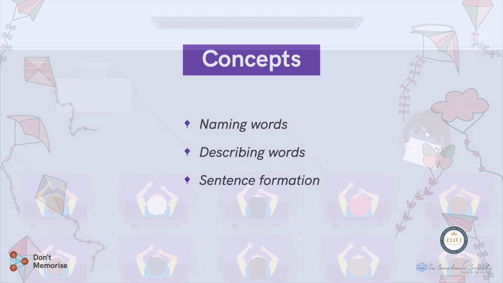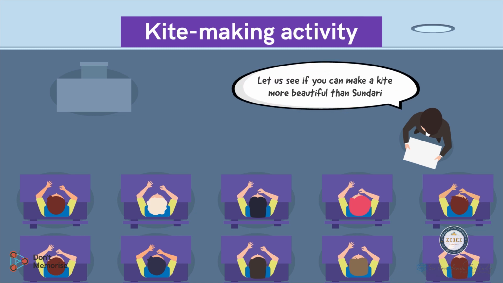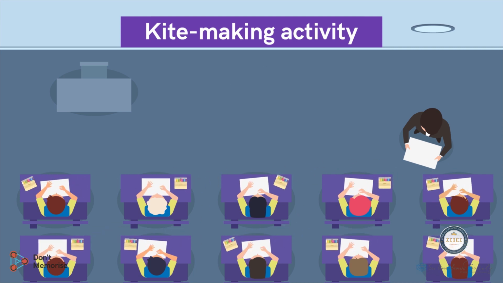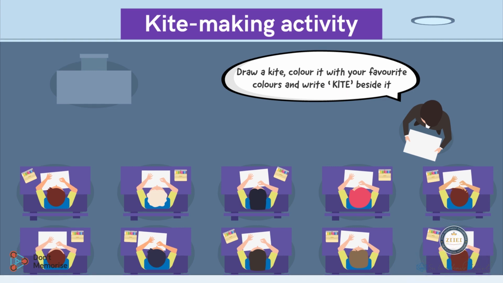Engage the students in a kite-making activity. Tell them that with this activity, we will see if they can make a kite more beautiful than Sundari. Provide an empty sheet of paper to each student. Ask the students to draw a kite on it and color it with their favorite colors. Instruct them to write kite beside it.